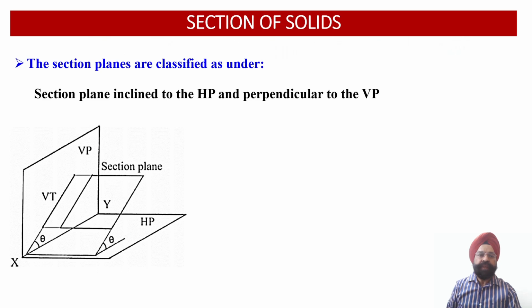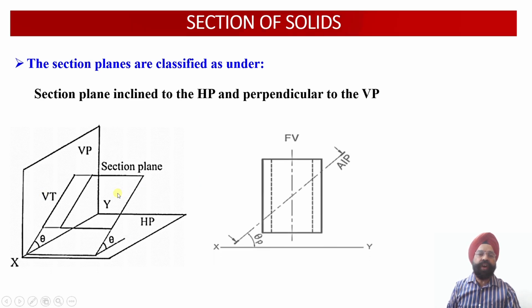Now today's problem is related to a solid which has been cut by a section plane which happens to be inclined to HP and perpendicular to the VP. So here such cutting planes are called auxiliary inclined planes. Here we have a cutting plane, you can see, which is inclined to the horizontal plane and perpendicular to the vertical plane. Cutting planes of this nature will be called AIP.